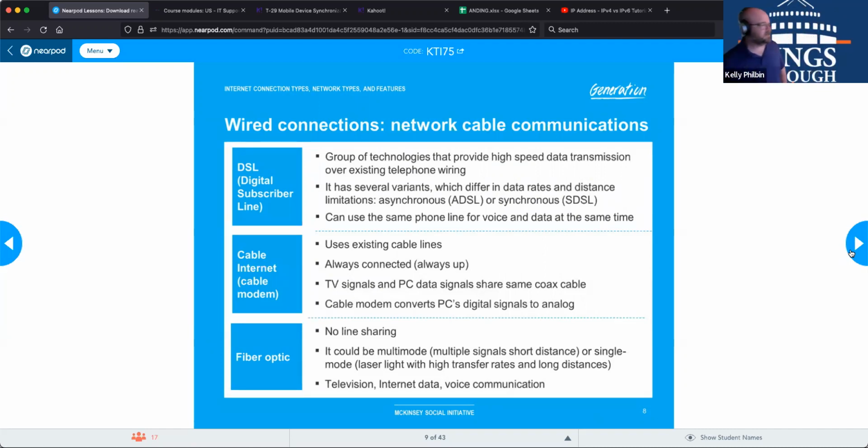Some other ones, we have DSL, which operates off of the old school phone line, providing high data speed transmission over the existing wires, which was really good. They had a few different variants that differ in your data rates. And the nice thing was you could use your phone line and this at the same time. Remember the old school dial-up? If somebody was on the internet, you couldn't use the phone at all. This allowed both.